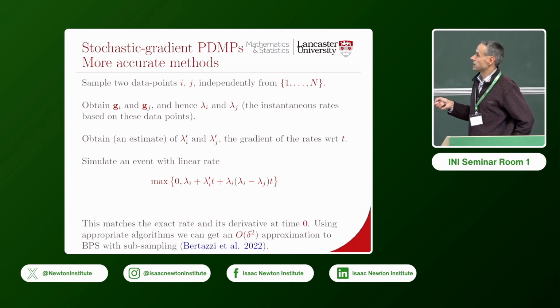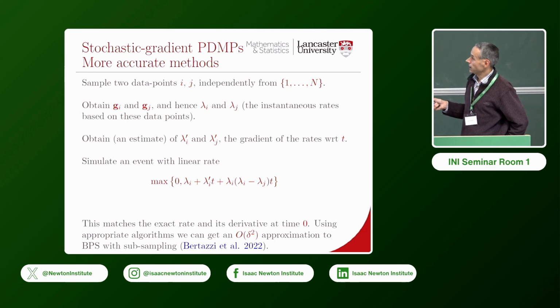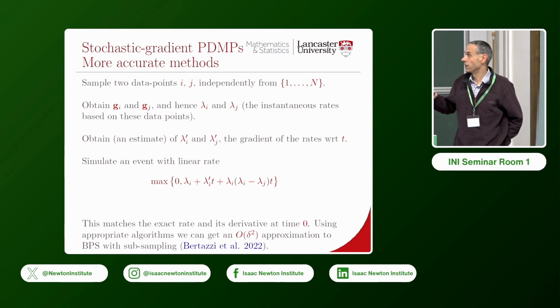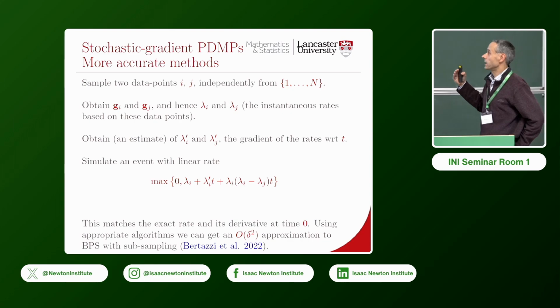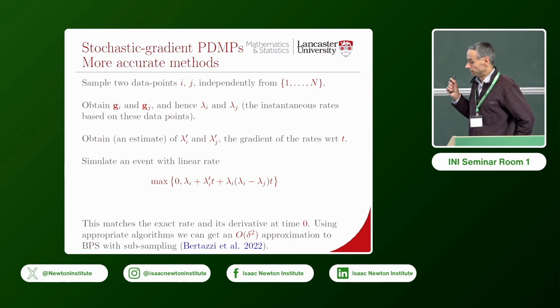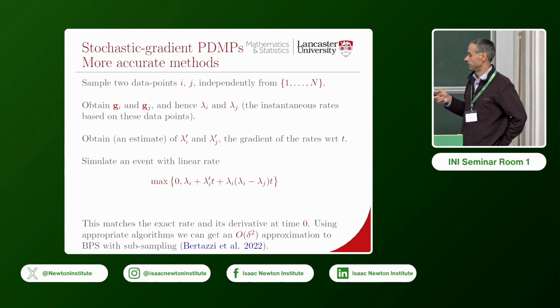And then you just need to simulate an event with this rate here. So this has the instantaneous rate associated with data point I as before, but then you add on a function which is linear in t. The first term is trying to deal with the fact that the true rate associated with data point I is varying over time. And the second term here is to try and inflate the rate to take account of the fact that you were fixing the data point you have for that interval.